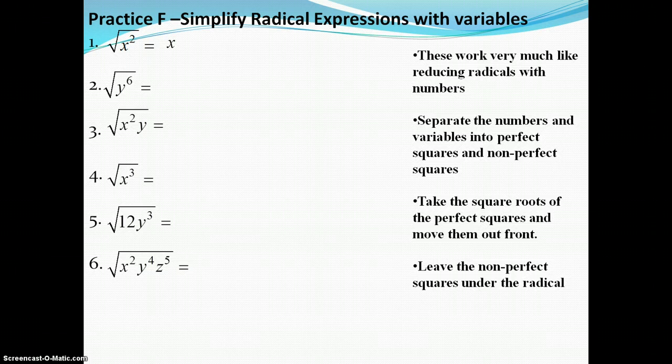What do you multiply times what to get y to the sixth? Well, you multiply y to the third times y to the third. So the square root of y to the sixth is going to be y to the third.